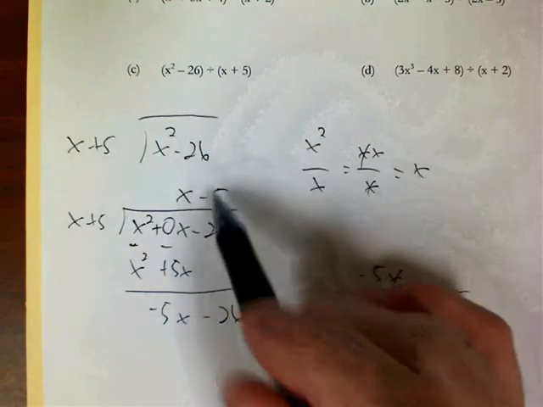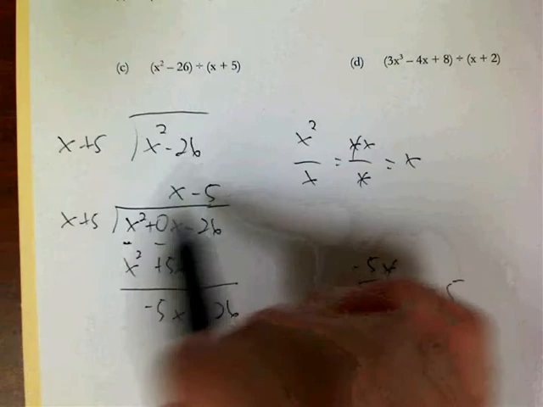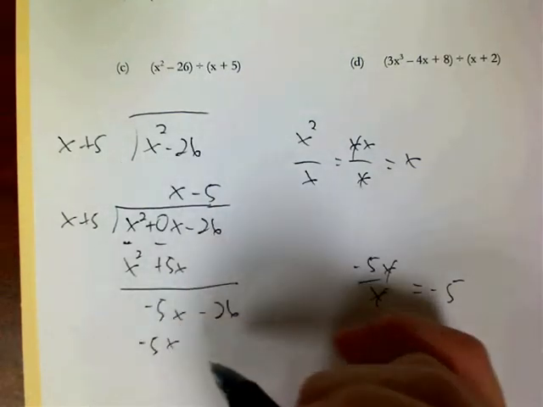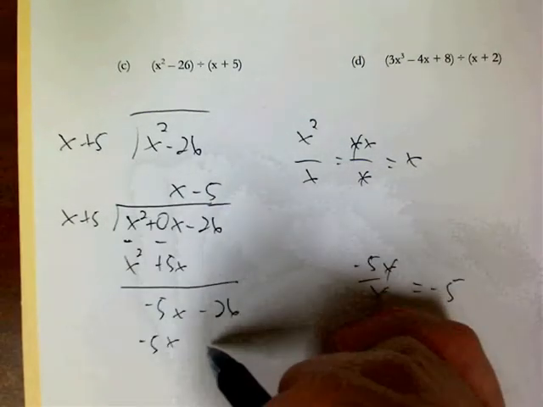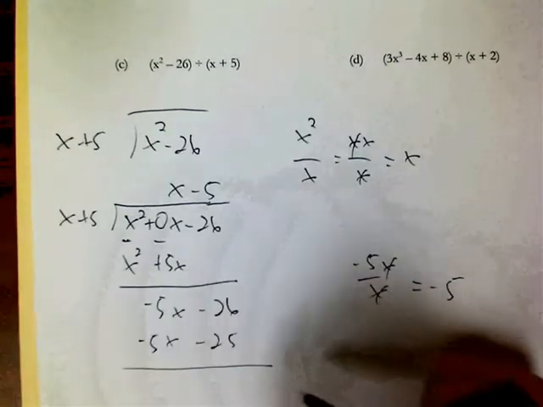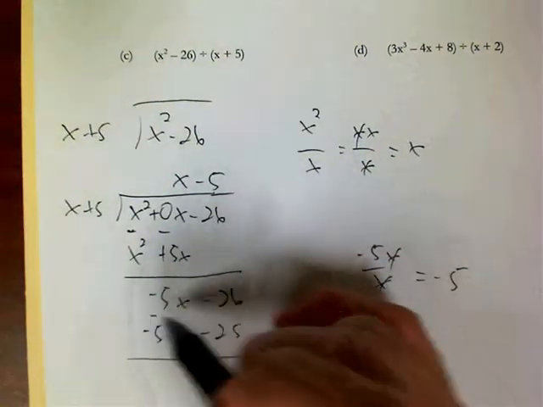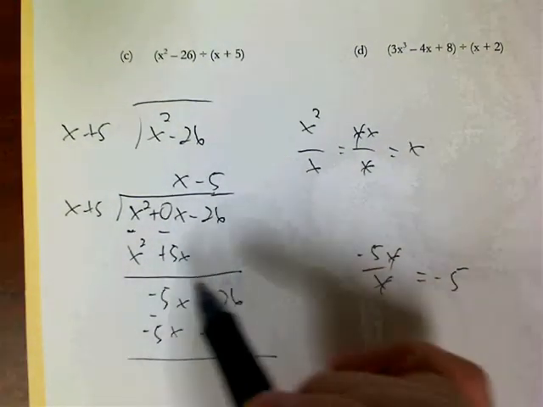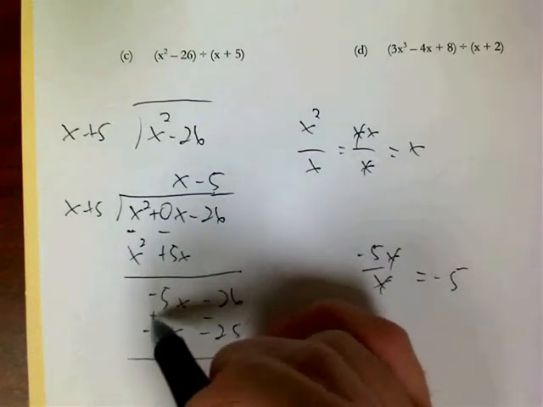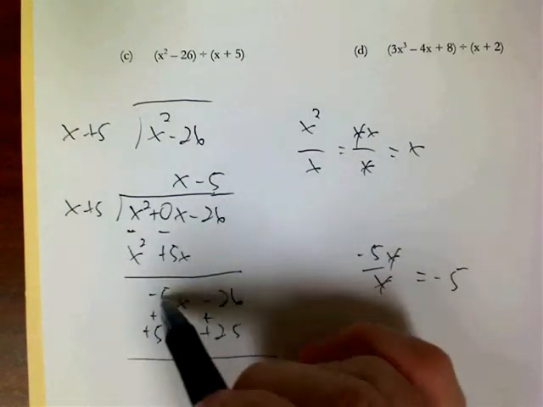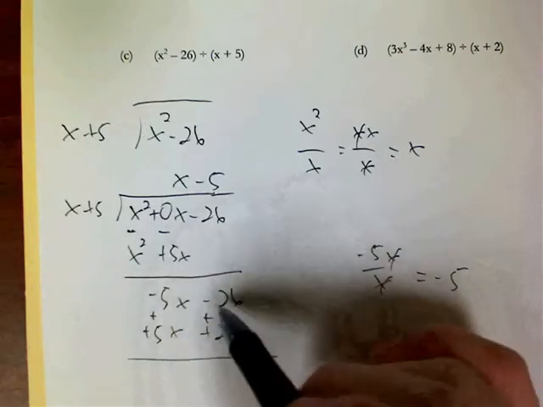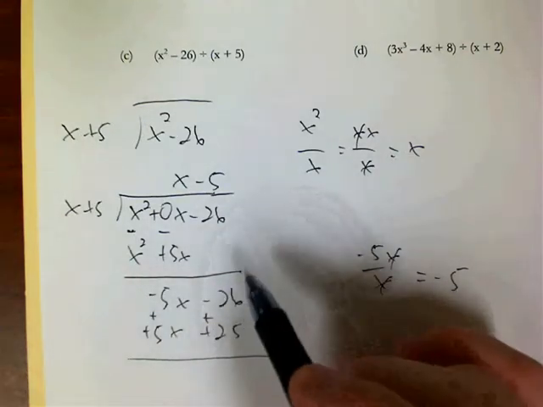These are the constants. Negative 5 times x is negative 5x. Negative 5 times positive 5 is negative 25. Once again, this is where it's missed. Strongly recommend placing in the minus signs. If you need to, add the opposite. Change, change, change, change. Negative 5x plus 5x is 0. Negative 26 plus a positive 25 is a negative 1.